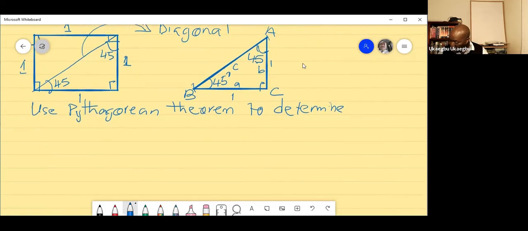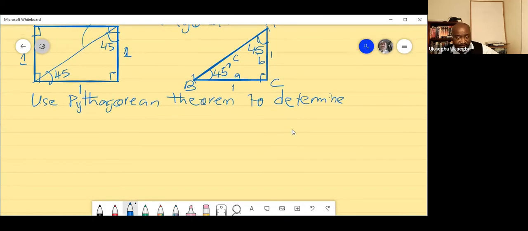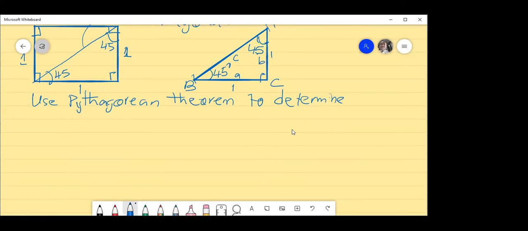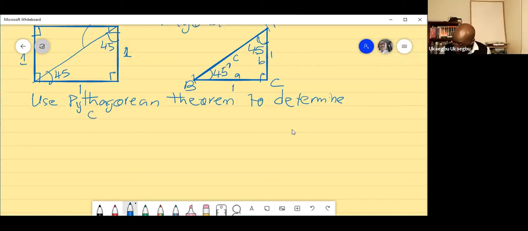You have 1 minute. What was the Pythagorean theorem again? Always write the formula first before you begin to do any other thing. A squared plus B squared equals C squared. Okay, that's correct. You can also write it as C squared equals A squared plus B squared, or A squared plus B squared equals C squared.